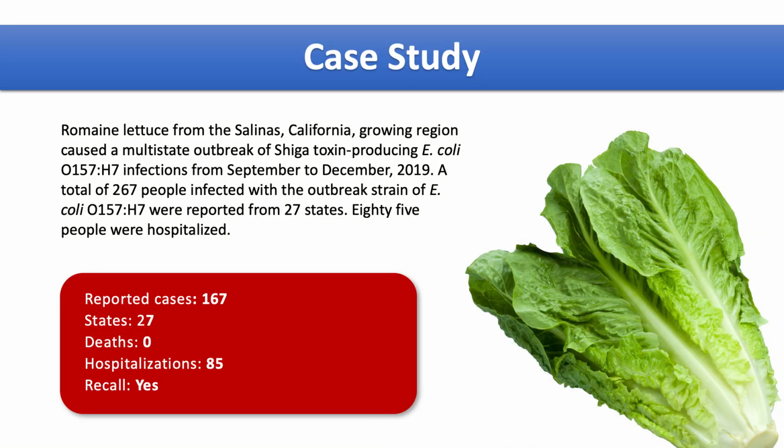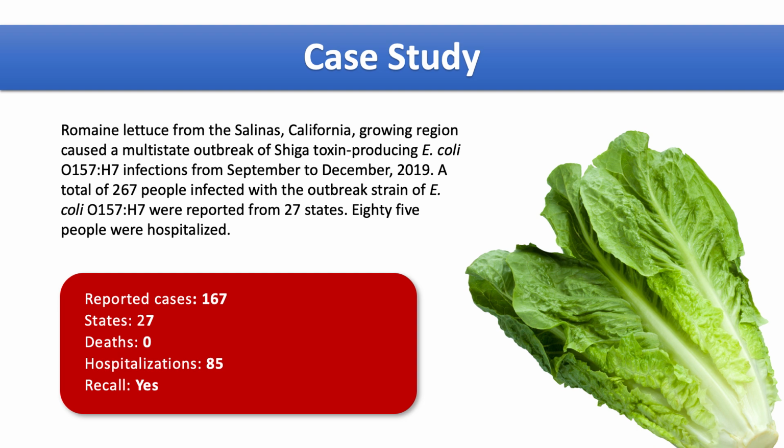Here are some examples of outbreaks that are caused by biological hazards. The first example is an outbreak of E. coli O157:H7 infection linked with romaine lettuce that started from September 2019 and lasted till December 2019. Romaine lettuce from Salinas, California was contaminated with E. coli O157:H7. A total of 267 people infected with the outbreak strain of E. coli O157:H7 were reported from 27 states.